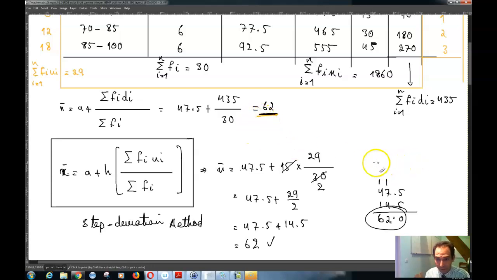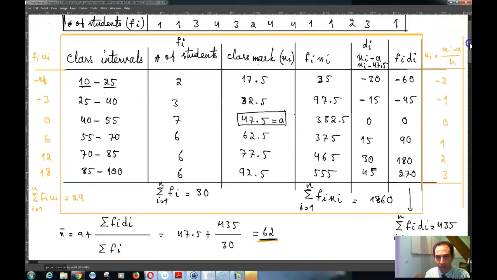So now there are a couple of things here to note. The step deviation method will be convenient to apply if all the d of i's have a common factor, which is in this case, for example, the class size. And the mean obtained by all three methods is the same, as we saw over here. In every case we got 62.